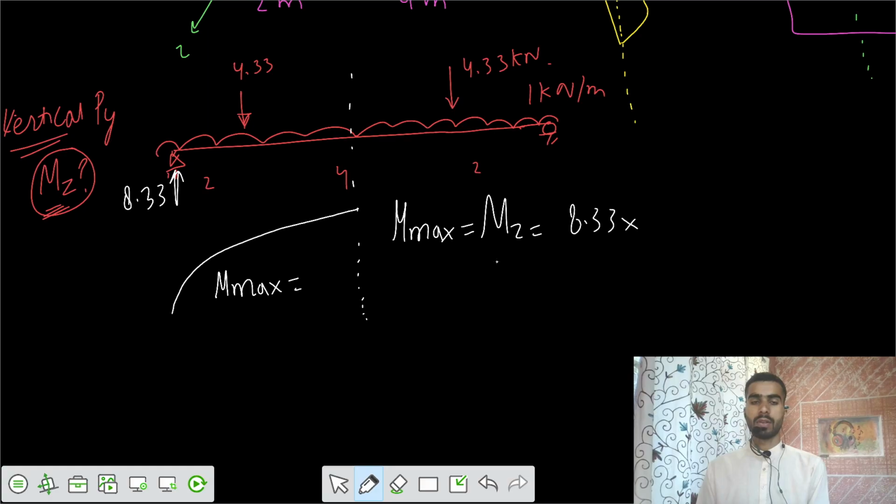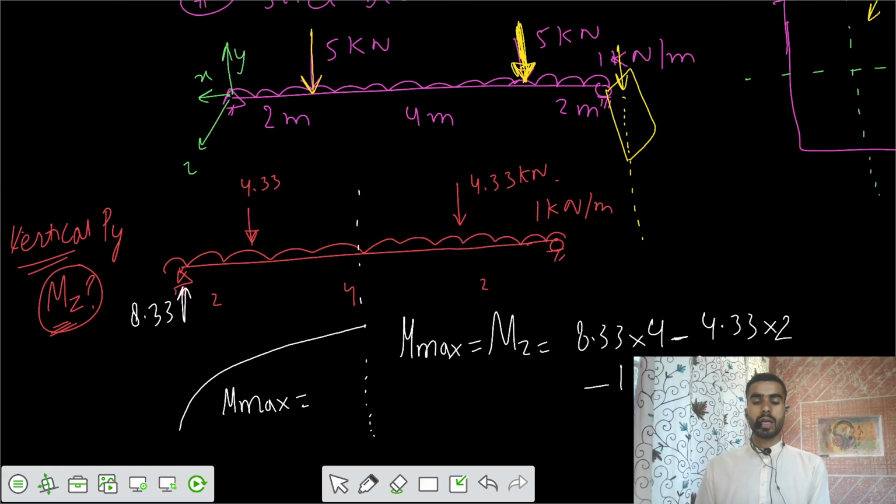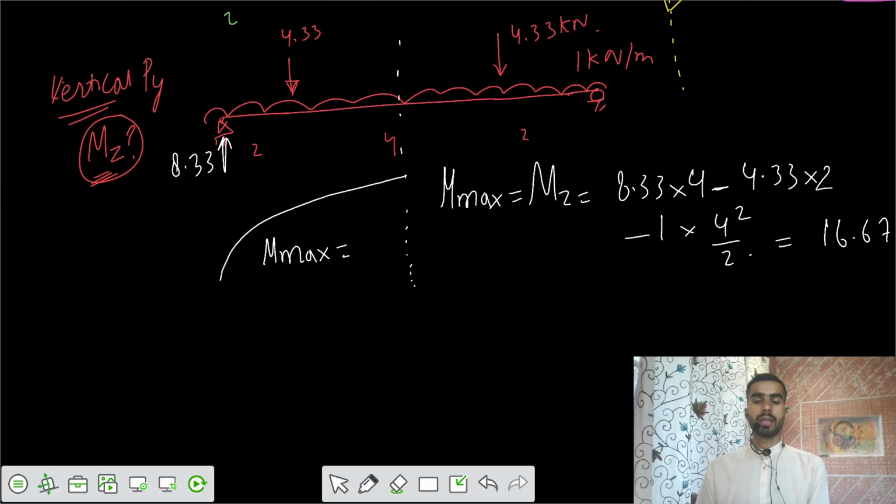for the length of 2, 2 times 2 is 4, then minus 4.33 for the length of 2 meter, then minus a UDL of 1 kilonewton for the length of 4 squared by 2. So you get the maximum bending moment equals 16.667 kilonewton meter. So we got the loading in the Y.